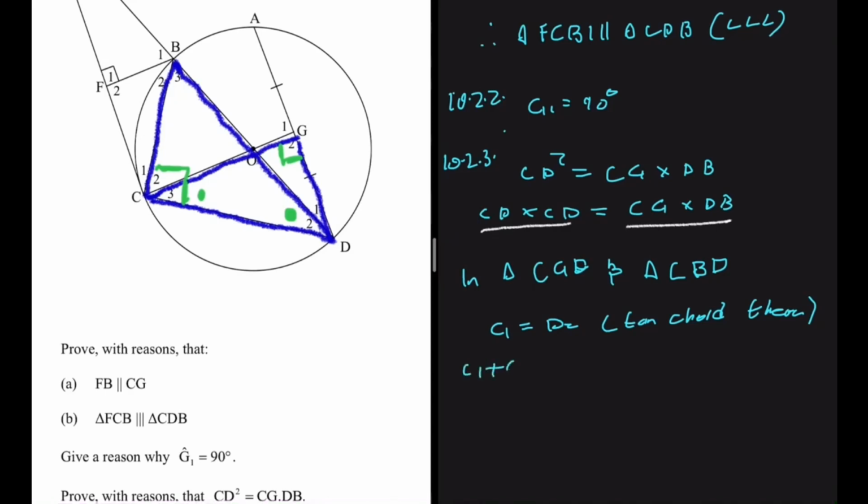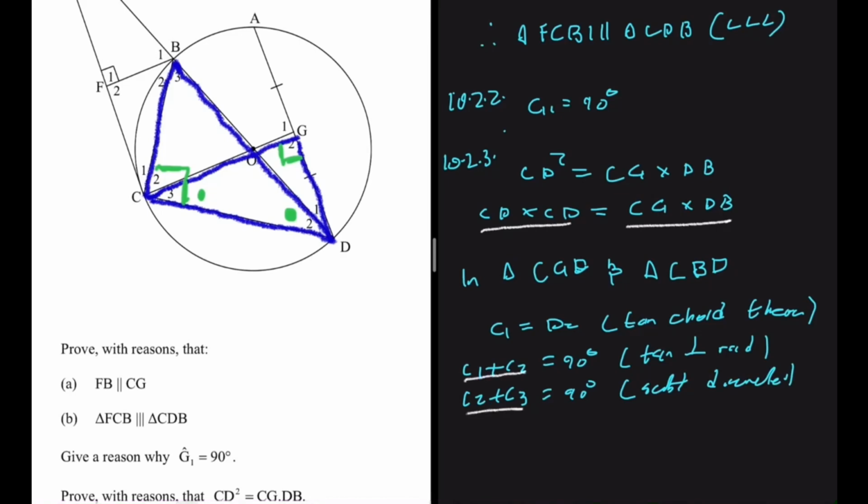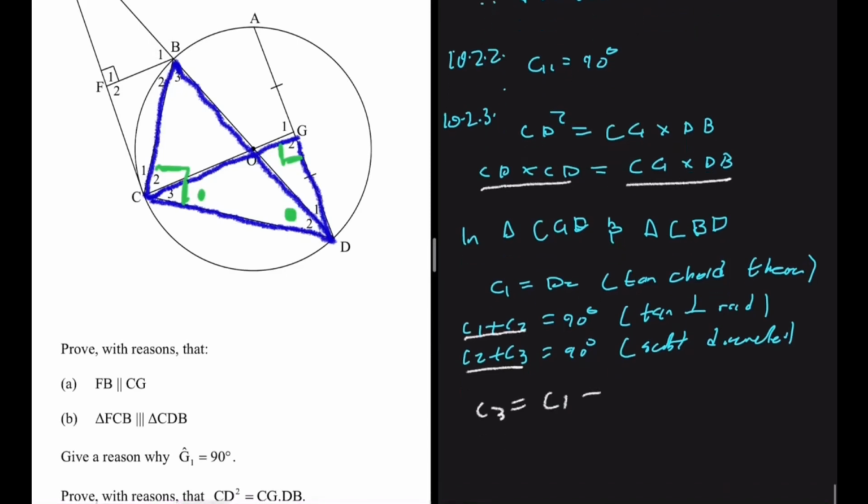So C1 plus C2 is equal to 90 degrees because the tangent is perpendicular to the radius. But then C2 plus C3 is equal to 90 degrees because they're being subtended by the diameter, right? So as you can see here, C1 plus C2 is 90, C2 plus C3 is 90. So clearly C3 is equal to C1 because when you add them to C2, they're giving you 90 all the time. But then we know that C1 is equal to D2. So C3 is equal to D2.